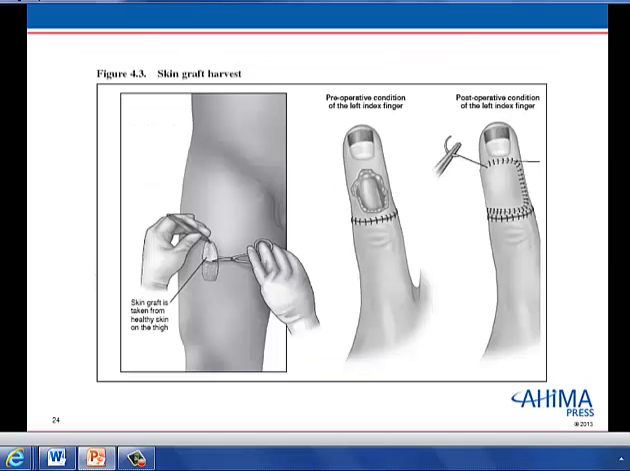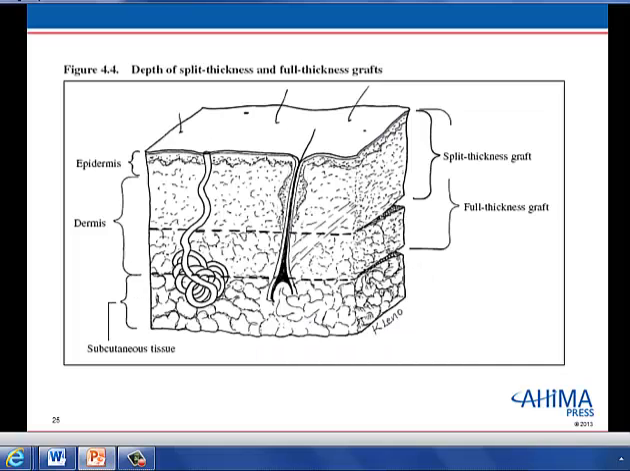This slide shows the skin graft harvest. Healthy tissue is taken from the thigh, and you can see the need for the graft on the finger and then the successful condition of the wound after the graft. In this illustration, we can see the depth of split thickness and full thickness with regard to the grafts.